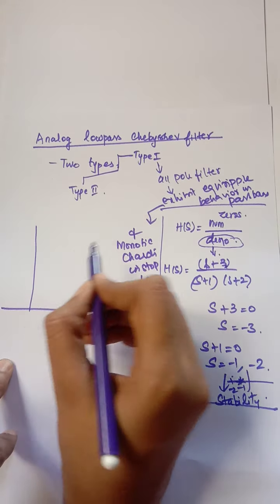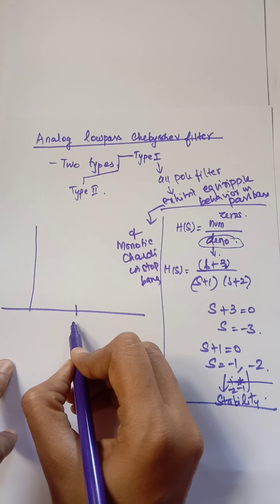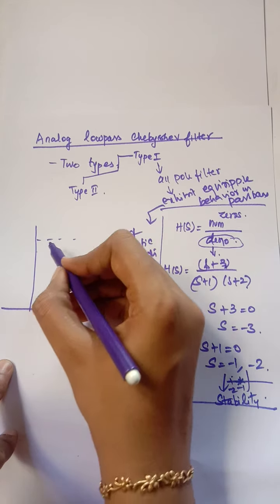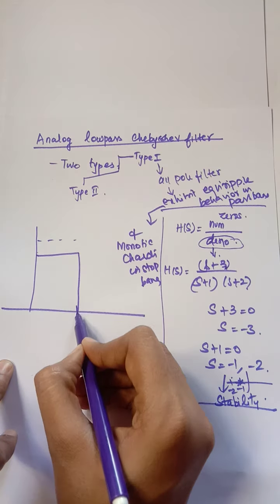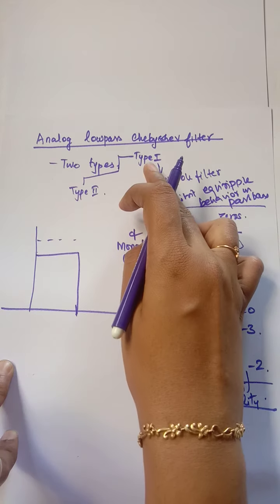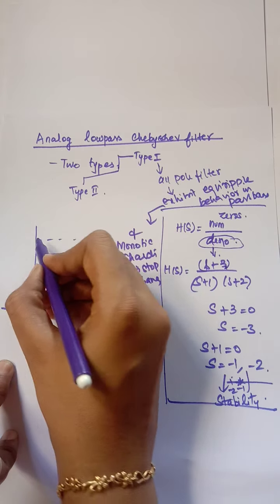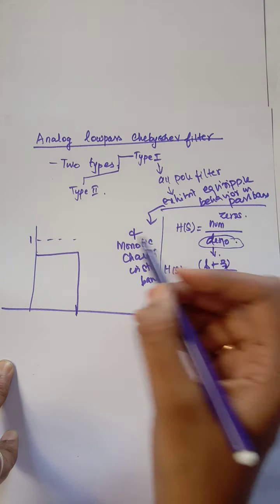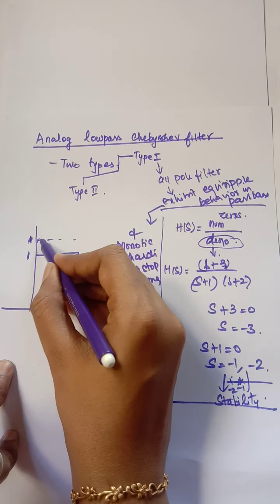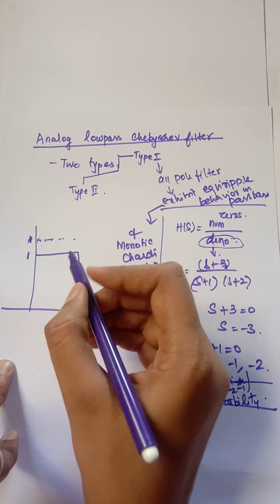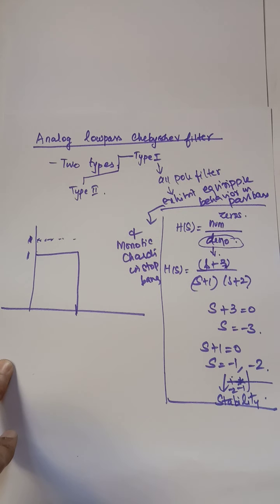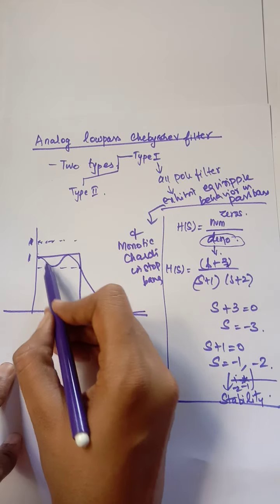So what is the meaning of this? Consider the characteristics of the filter. Here we are designing the low pass filter, so you will have a cutoff frequency. Before that, this is your ideal characteristic, right? Now we are going to draw the characteristics of the type 1 design. The maximum amplitude is 1, because this is an ideal characteristic. So this is the characteristic you will get.